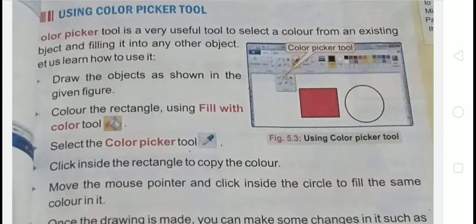Click inside the rectangle. When you click inside the rectangle to copy the color, then move the mouse pointer and click inside the circle to fill the same color in it. When you click in the circle, the same red color will be copied into the circle. So this is the use of color picker tool.